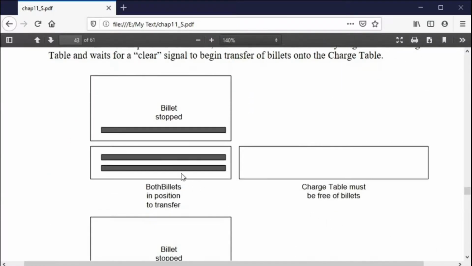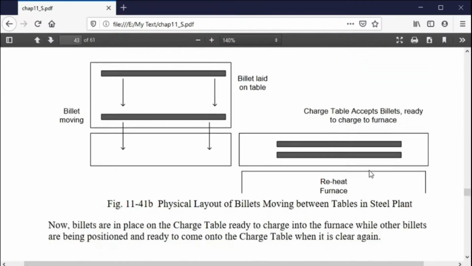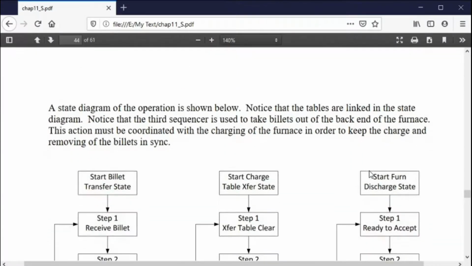So basically, you would drop the billets on this table, they would move down to here, and at some point in time, they would come over to this charging table. So how did that all work? Well, it worked based on what? State diagrams.